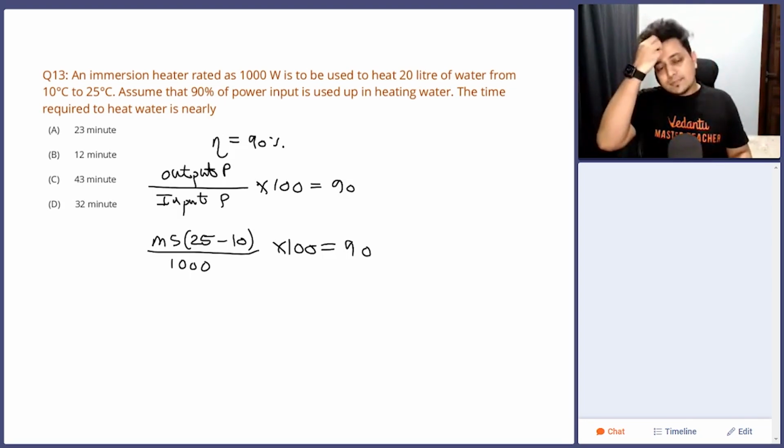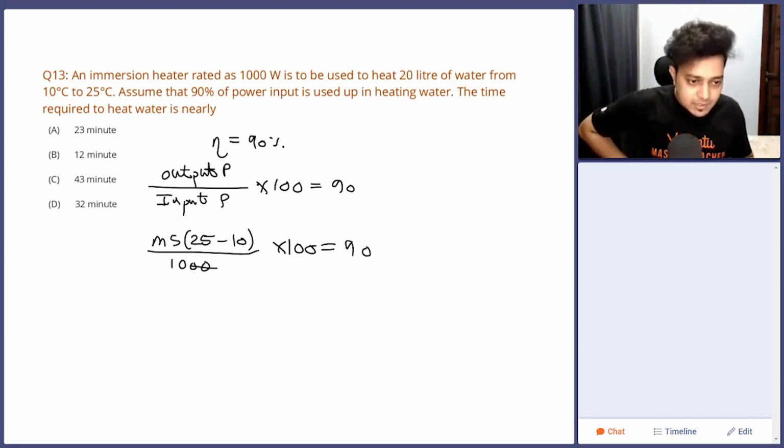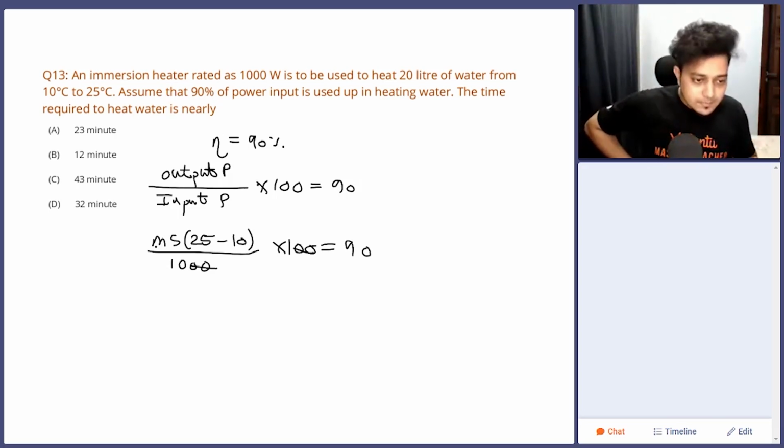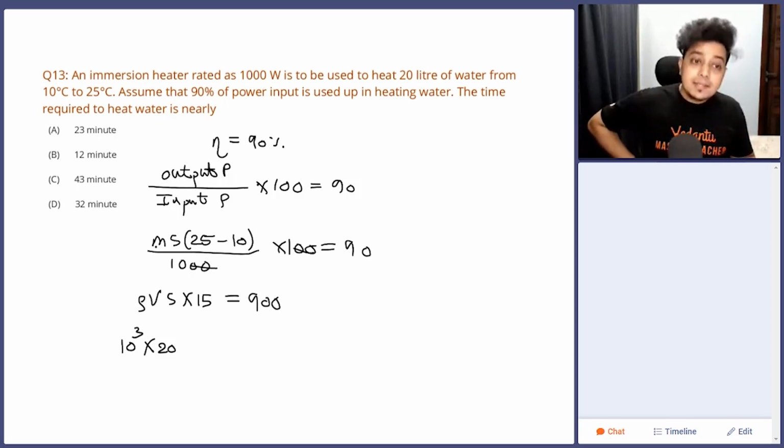Okay, fine. So we can do some calculation. These two zeros are gone. Now here I'm getting mass of the water, but I don't want mass. I want volume because my information is in terms of volume. So mass will be written as density into volume, into specific heat capacity, and this difference will be equal to 15. This 90 will become 900. 10 shifted over there. Density of water is 10 raised to 3. Volume is 20 liters. Be careful, 20 liters.